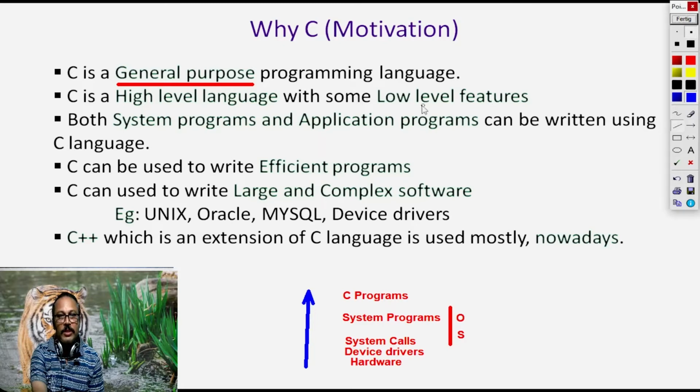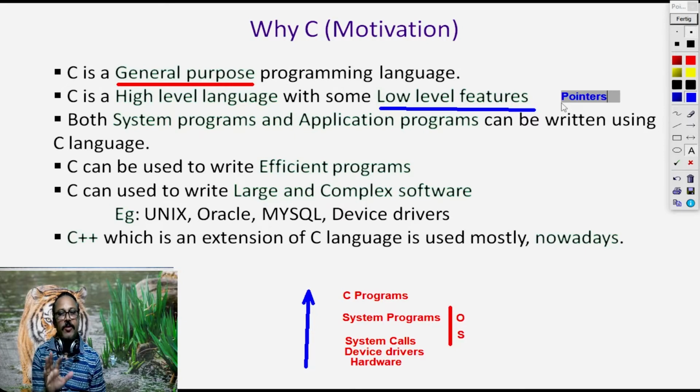Low level features means features which allow you to interact with the hardware in an efficient manner. Pointers is one example of a C language feature which allows us to effectively and efficiently use the memory. We will see how to use pointers.